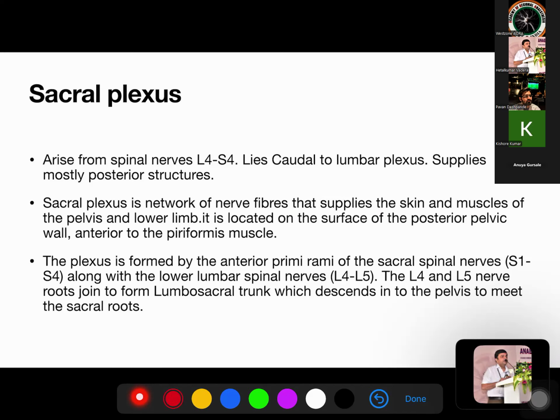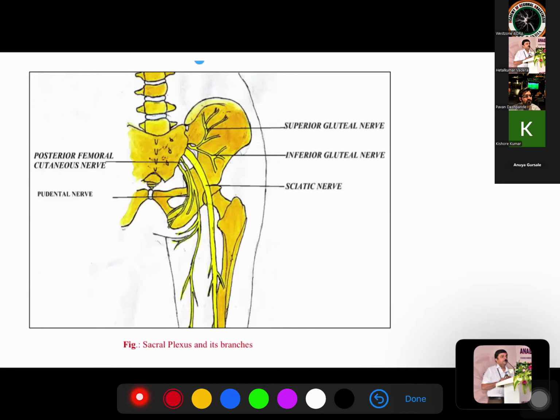The plexus is formed by the anterior rami of sacral spinal nerves S1 to S4, along with the lower lumbar spinal nerves L4 to L5. The L4 and L5 nerve roots join to form the lumbosacral trunk, which descends into the pelvis to meet the sacral roots. These are the sacral plexus branches. The sciatic nerve and posterior femoral cutaneous nerve are branches of the sacral plexus.